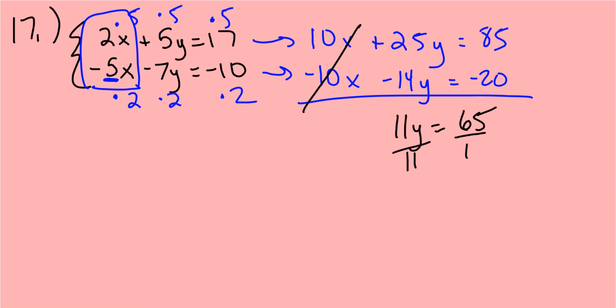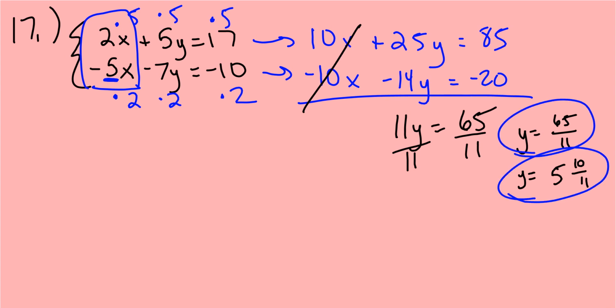I divide both sides by 11. I get y equals 65 over 11. That's a fine answer. You can put y equals 5 and 10 elevenths. That's a fine answer. Or you can give me a decimal approximation. I'm going to take 65 over 11, so I'm going to take 5 and 10 elevenths, and I'm going to put it into the top equation.